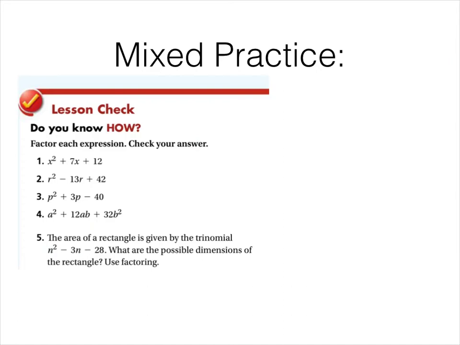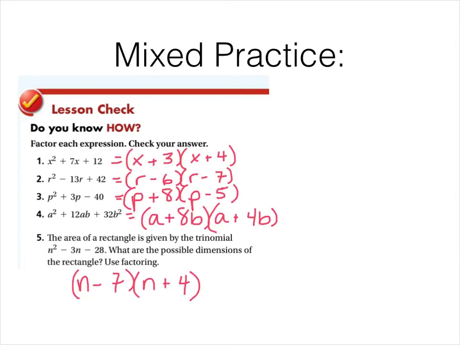So what I'll do is I'll go ahead and pause it in a moment and write this out. So you pause it, you try them, and see how you're doing. Okay, here they come. And there we have it. So let's run through these. Factors of 12 that add up to 7. Positive 3, positive 4. X plus 3, x plus 4, finished.